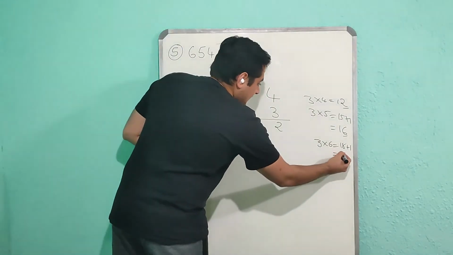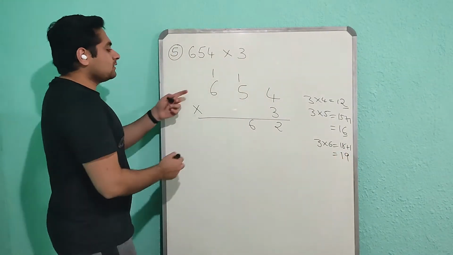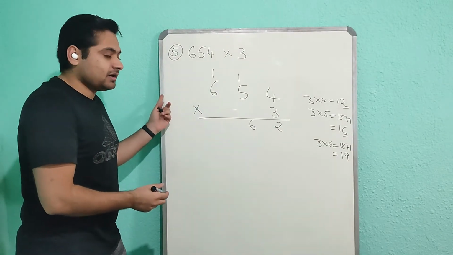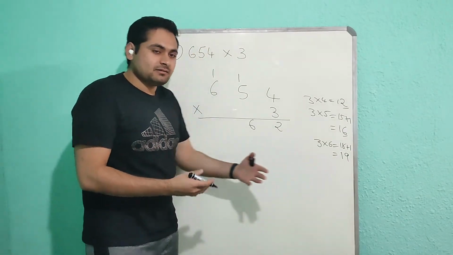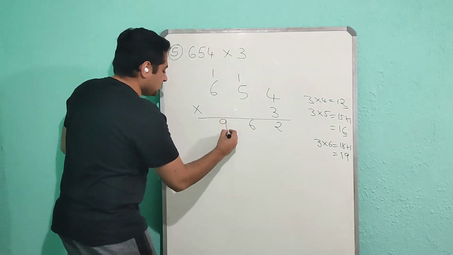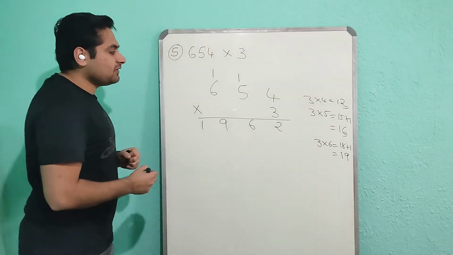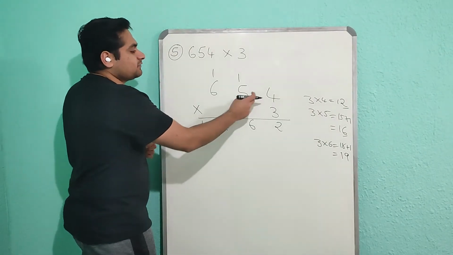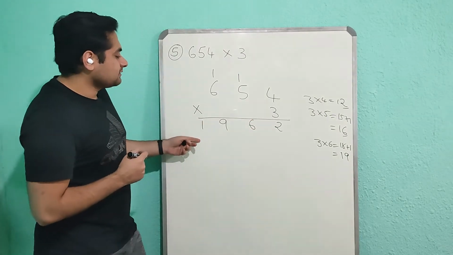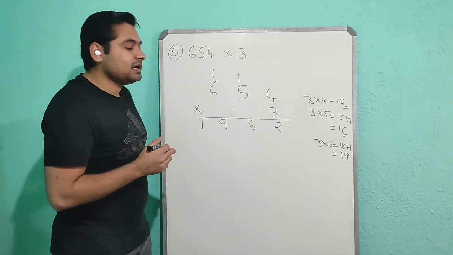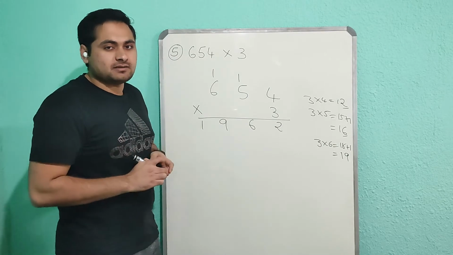What is 18 plus 1? That gives you 19. But now there is no number next to 16, correct? So we just write the 19 as it is. So you write the 9 here and you write the 1 here. Therefore, you are done. 654 times 3 gives you the answer as 1962. Let's move on to the next example.